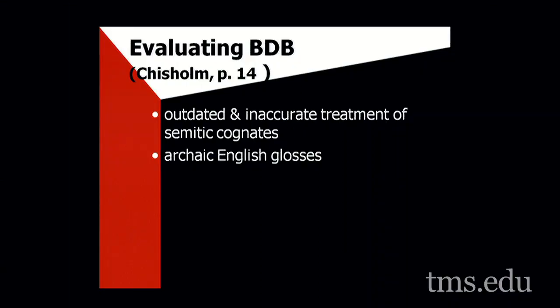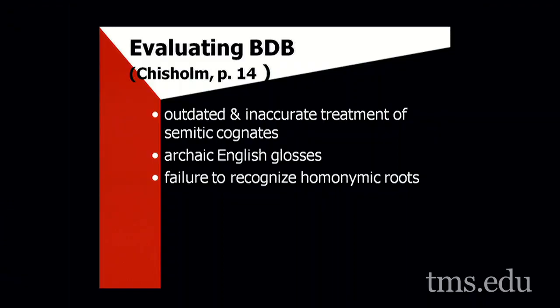They have archaic English glosses. A gloss is a translation, a meaning. And some of those are very old. You look at them and you might even mistake the meaning, because that English word is no longer used that way in our English language. Keep in mind also that much of this was prepared in England, and so you don't have an American vocabulary either. Also, they fail to recognize homonymic roots.